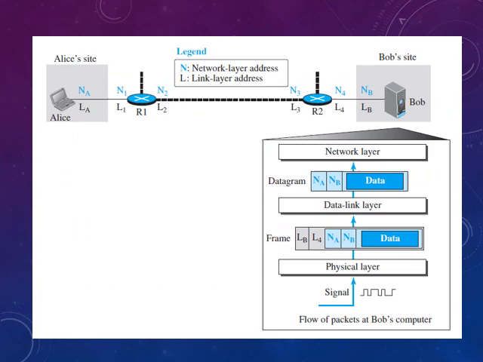At Bob's side, there are no more addresses or mapping needed. The signal received from the link is changed to a frame. The frame is passed to the data link layer, which decapsulates the datagram and passes it to the network layer. The network layer decapsulates the message and passes it to the transport layer.